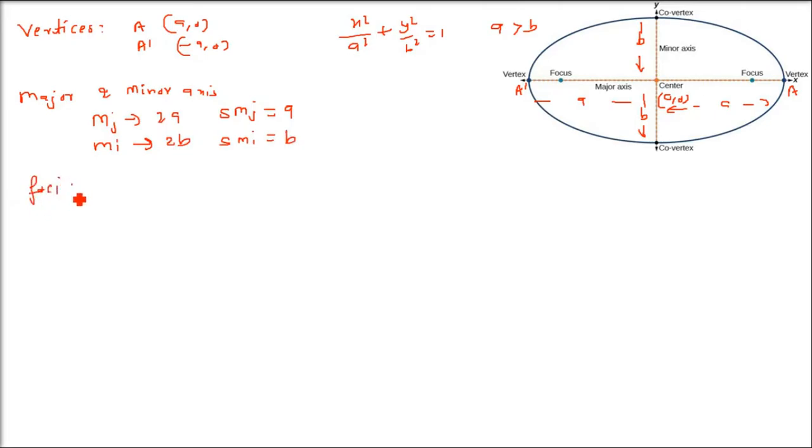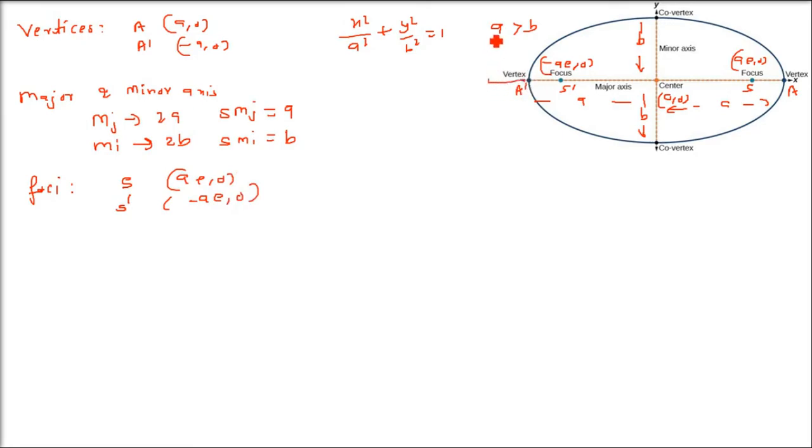Now coming to foci. Let me write it as foci because it is not focus, there are two. So foci we have already seen, S and S dash. This was minus AE, 0 and this was AE comma 0. So this focus S will be AE comma 0, S dash will be minus AE comma 0.